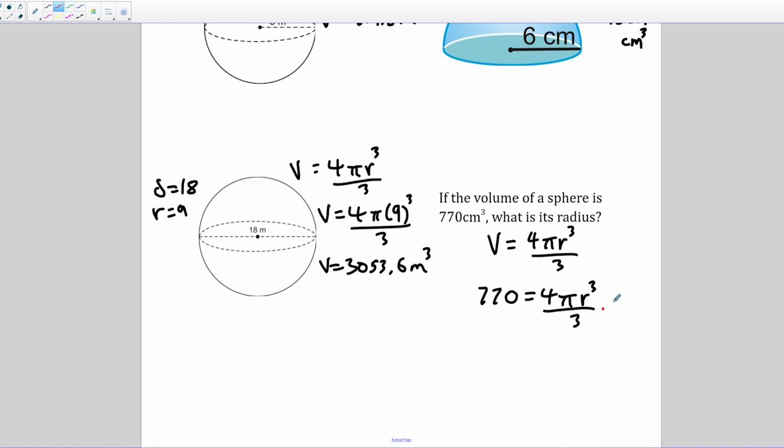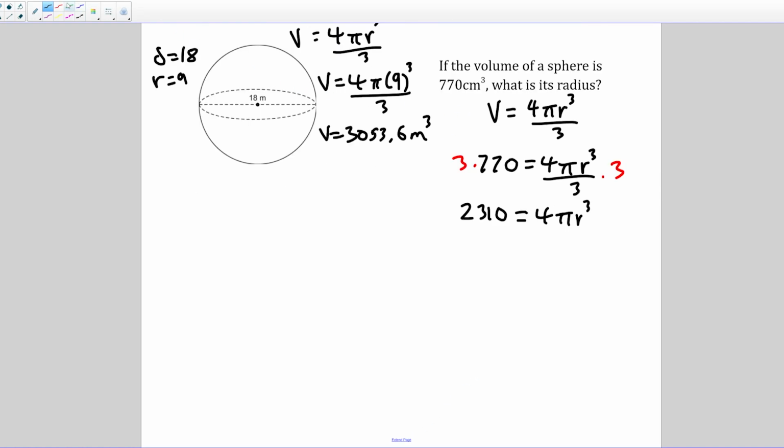So our first step is to multiply both sides here by 3. And we end up getting 2,310 is equal to 4 pi r cubed. Our next step is to divide both sides by 4 pi in brackets. And we'll end up with 2,310 over 4 pi is equal to r cubed.